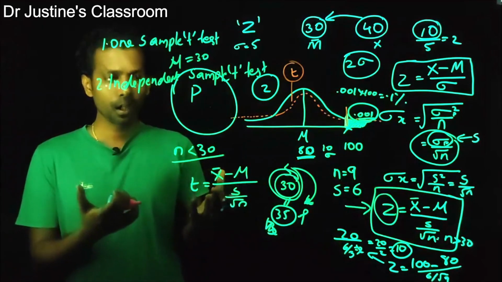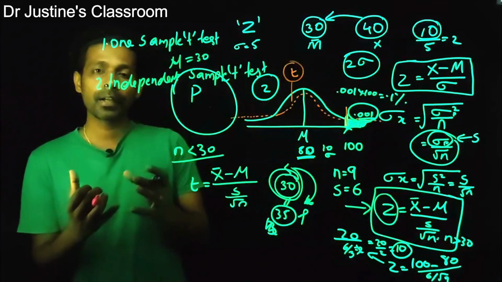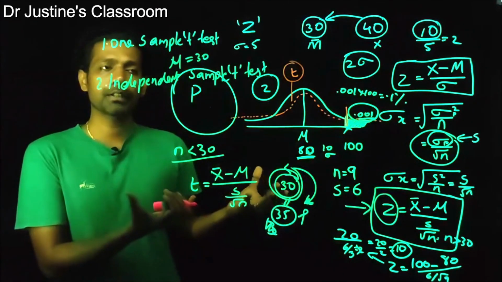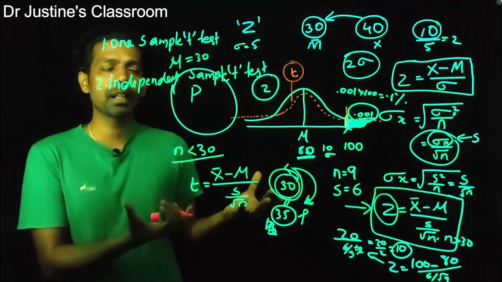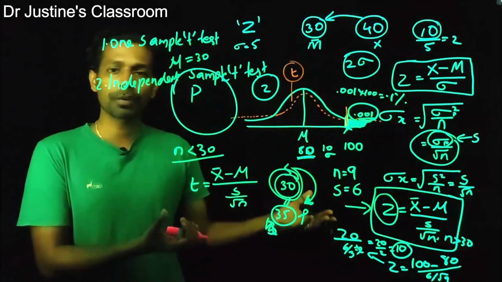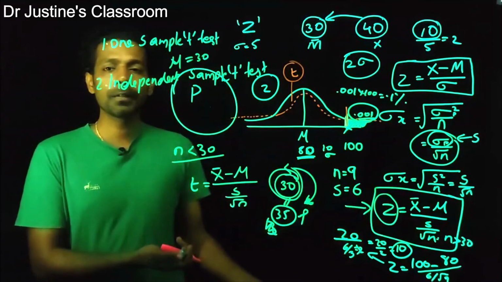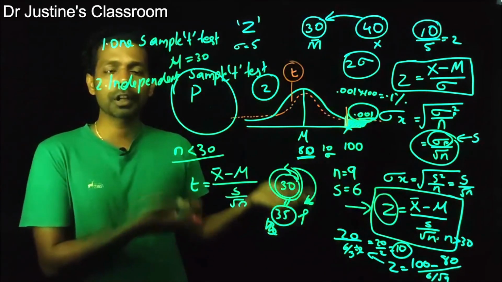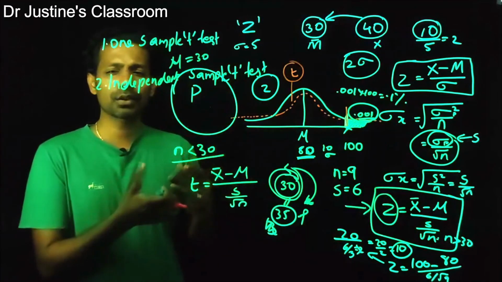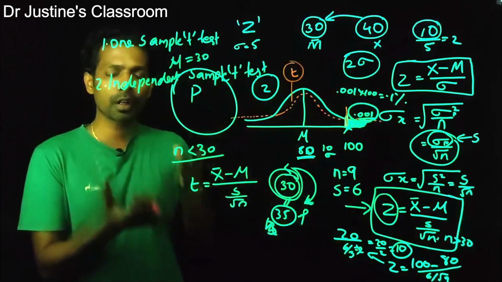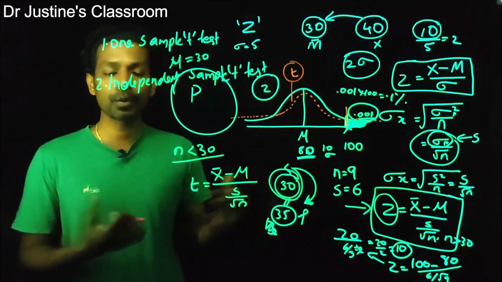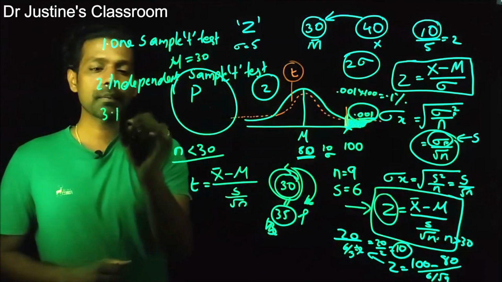Why is it independent? The group of males is different from the group of females, so they are independent. For example, the first person's score in the male group is 35. That doesn't mean the first person in the female group gets any score related to the score of the person in the first group. So they are independent groups. Scores of one group will not influence the scores of the second group. That's the independent groups. Now the third one is the paired sample t-test.